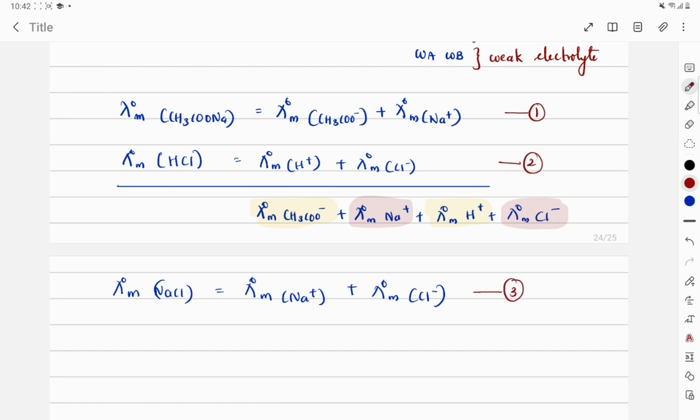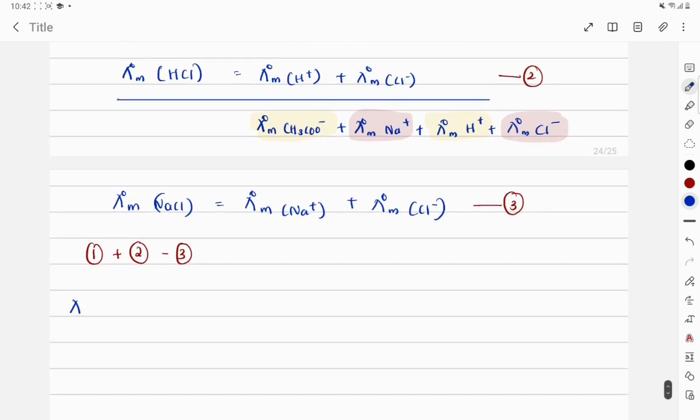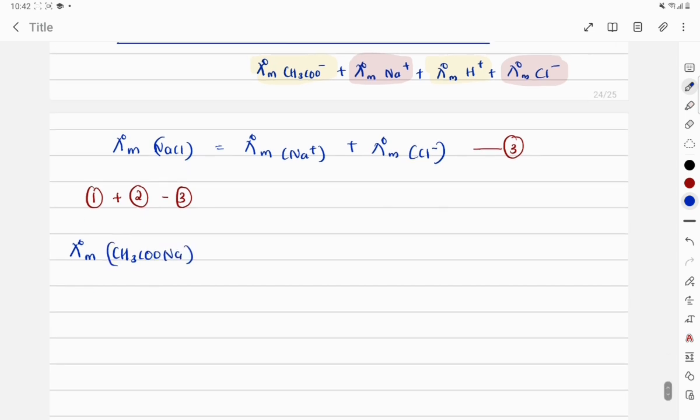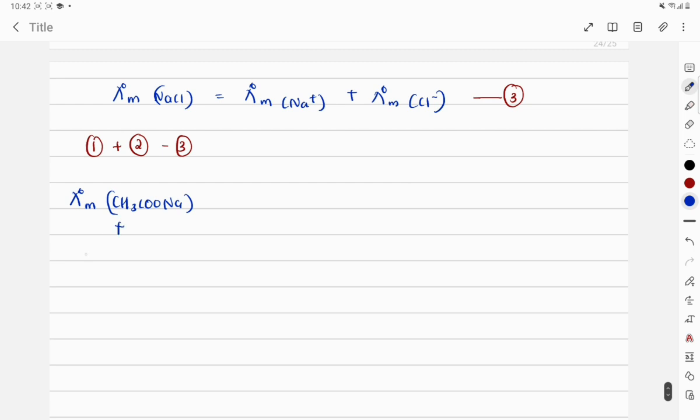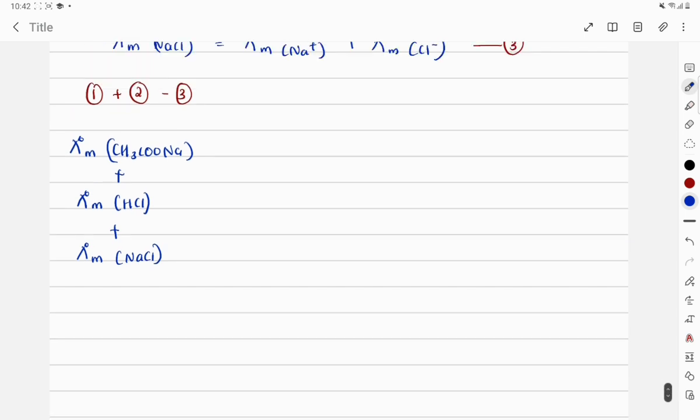So what are we going to do? We are going to do 1 plus 2 minus 3. So that will be lambda 0m for CH3COONa, which I will be getting from the graph, plus lambda 0m for HCl, again I will be getting by extrapolating the graph, because they are both strong electrolytes. And finally for NaCl, again another strong electrolyte, which I will be getting by extrapolating its graph.